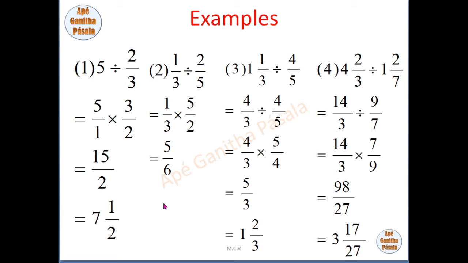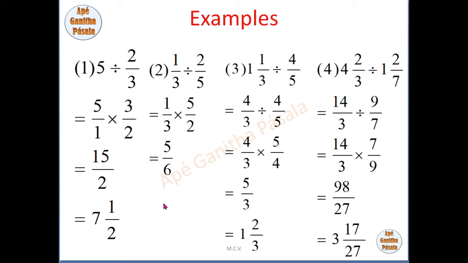This is an improper fraction. You have to convert that into a mixed number. How many 2's can you take from 15? You can take 7 2's. 2 times 7 is 14. So 7, and 1 remaining. Then the answer is 7 and 1 over 2.